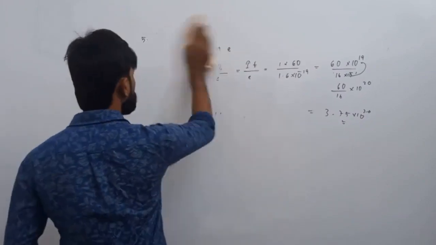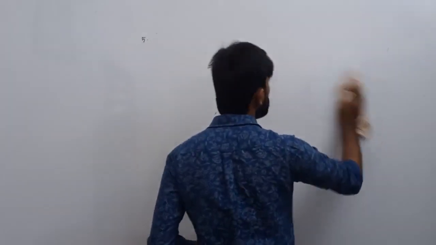So this will be the number of electrons delivered when a current of 1 amp is passed for 60 seconds.